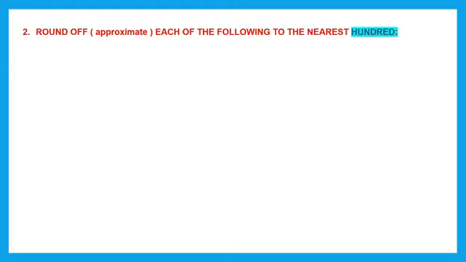Question 2. Round off or approximate each of the following to the nearest 100. This time to the nearest 100. Your question is very important. Now the first two questions are here. The first step is by underlining the digit in the hundreds place. So let's do that for question 1.